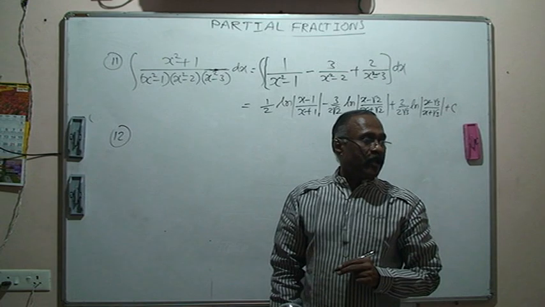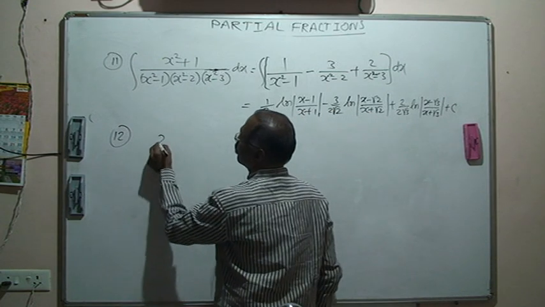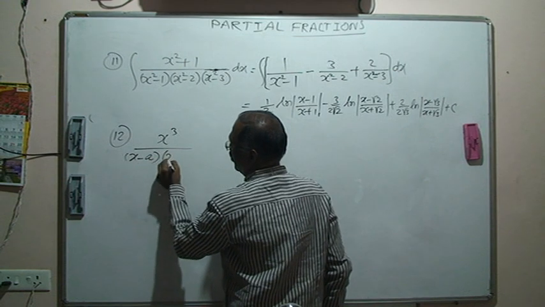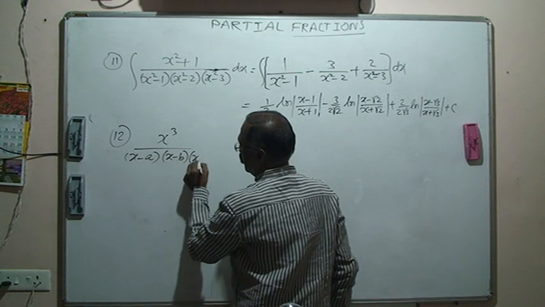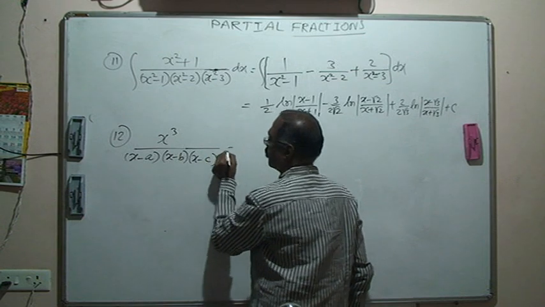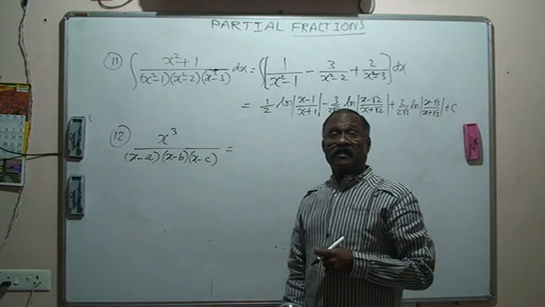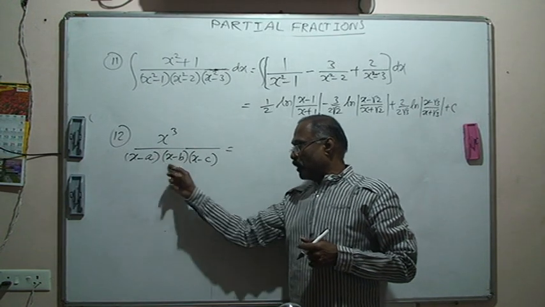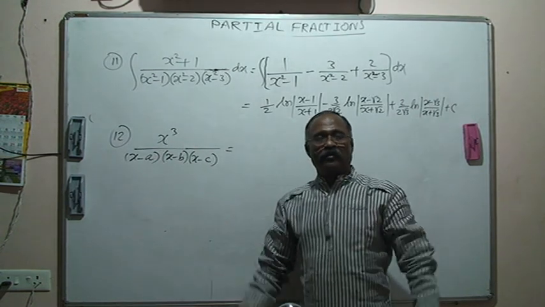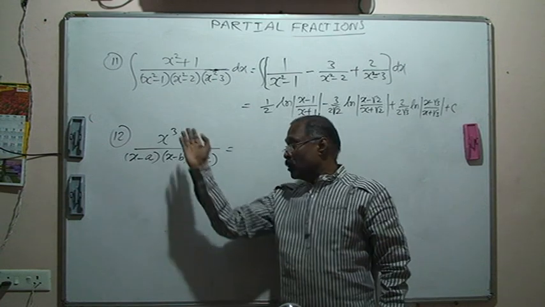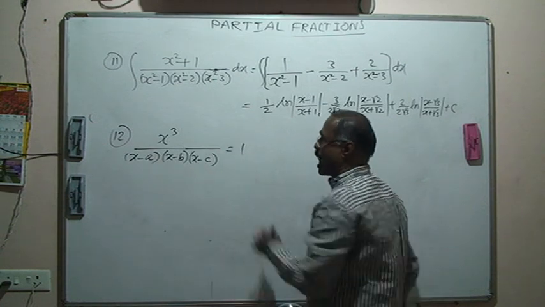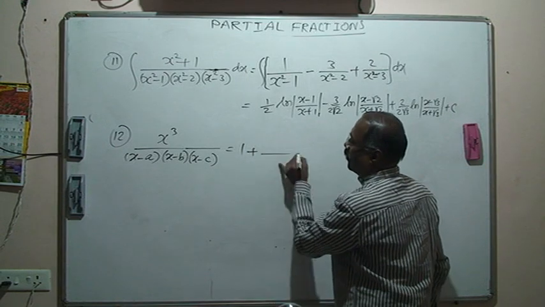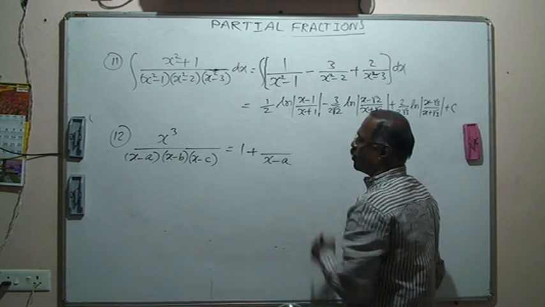It is x cubed divided by x minus a, x minus b, x minus c. Think whether it is proper or improper fraction. Numerator x cubed, denominator also x cubed. It is an improper fraction. So x cubed by x cubed, 1. Done. Rest all very much short form.